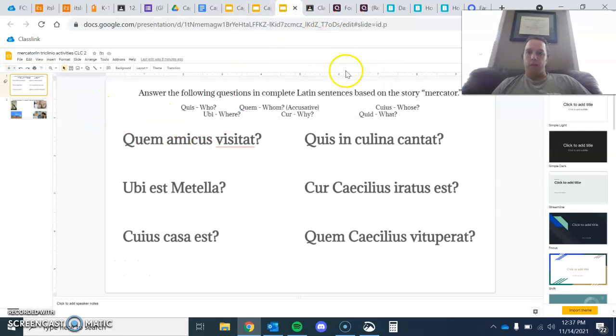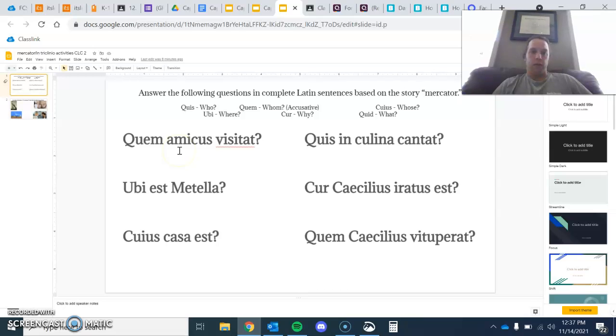So the first worksheet looks like this. You get 6 questions written in Latin, and your first job is to figure out what it's asking, and then second, to answer in a Latin sentence. So let me give you an example of how that'll work. Let's look at number 1, quem, and this is over the story Mercator, as it says up here. So in Mercator, it says quem amicus visitat.